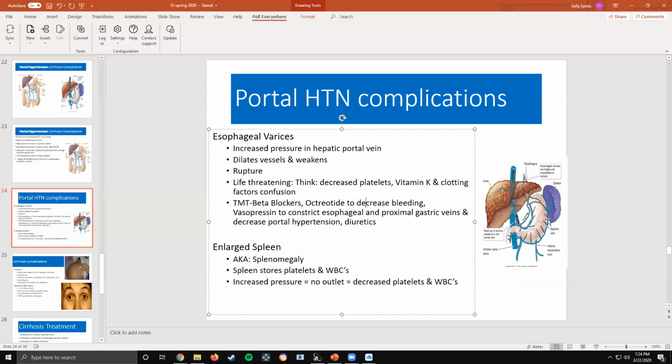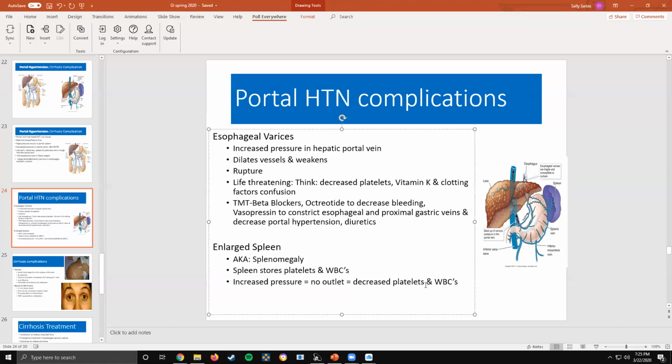Another thing that becomes enlarged due to this increase in pressure is the spleen, and that is splenomegaly. The spleen is kind of interesting. It stores platelets and WBCs, really. It's kind of a backup storage unit. So if it is enlarged and has increased pressure in it, then there's really no outlet for those platelets and WBCs to go into our circulating system. So in turn, we have decreased platelets and WBCs.